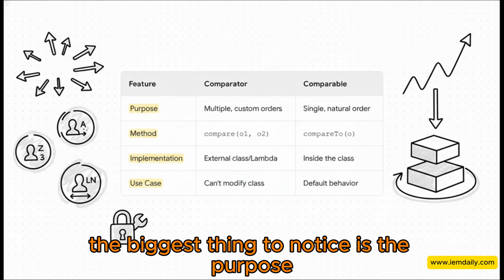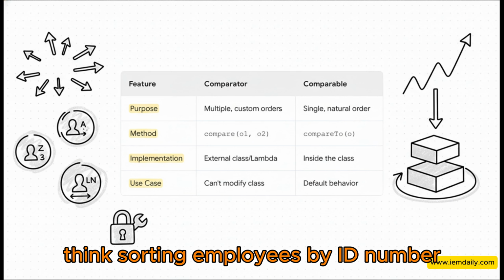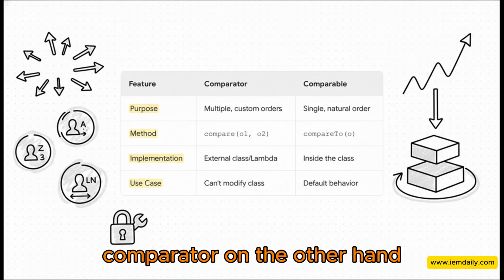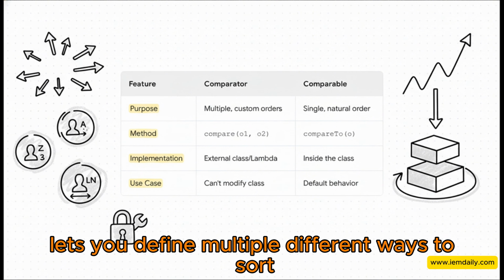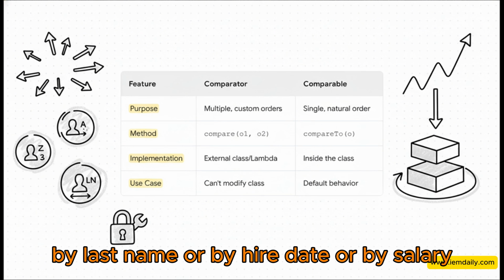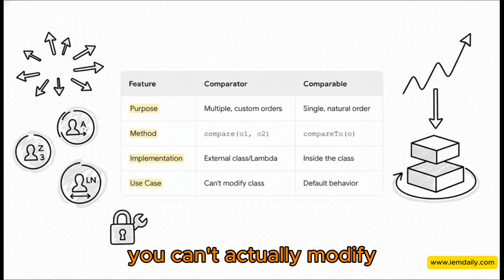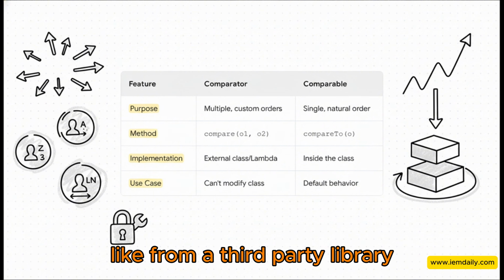The biggest thing to notice is the purpose. Comparable is for that one single natural order. Think sorting employees by ID number. Comparator, on the other hand, lets you define multiple different ways to sort. You could sort those same employees by last name, or by hire date, or by salary. It's also your only option when you're working with a class you can't actually modify, like from a third-party library.